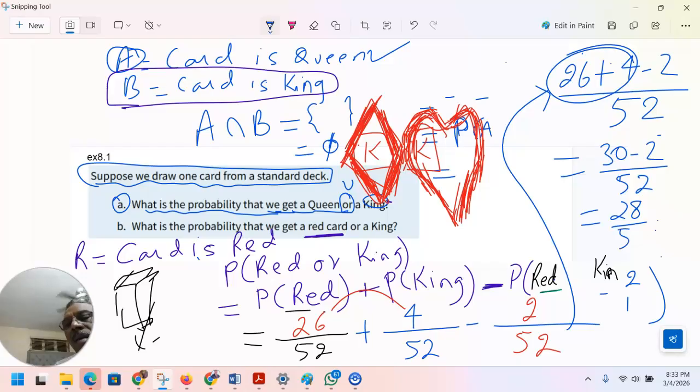divided by 52. You can still reduce this. You can see 4 goes, so we can divide both by 4. Okay, and 4 divides 28, 7 times, and 4 divides 52, 13. So 7 over 13.